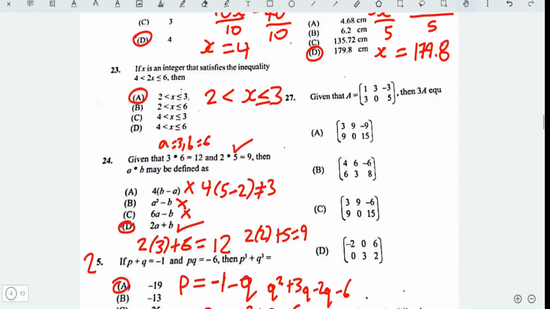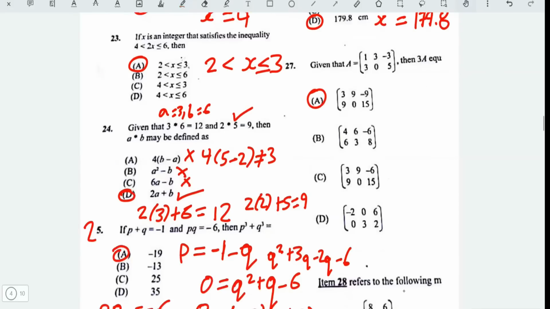It says, given that A is this matrix, then what is 3A? So you multiply every element in A by 3. So this is 3, 9, negative 9, 9, 0, and 15. So look at which one multiplies everything by 3. 3, 9, negative 9. That's option A. 9, 0, and 15. Nice.